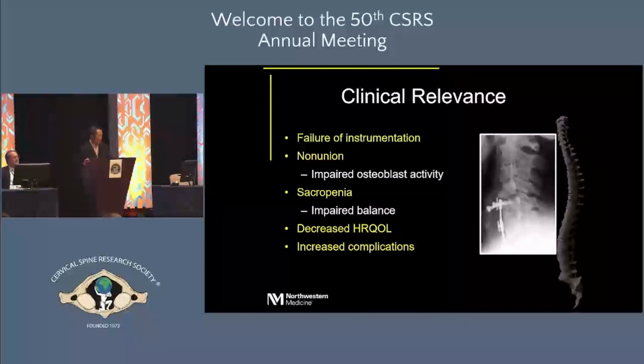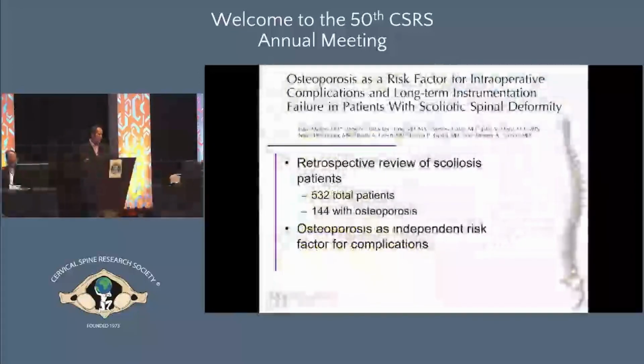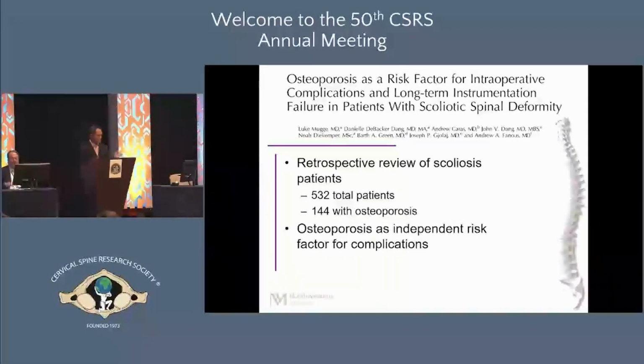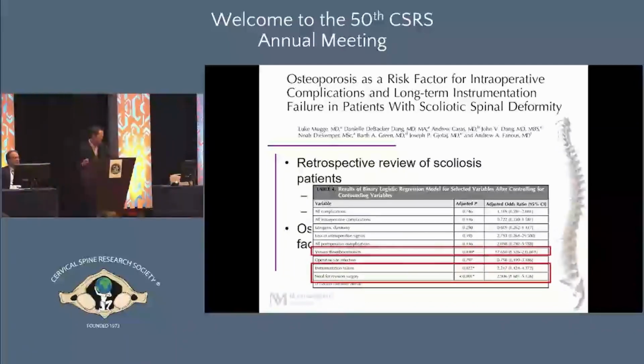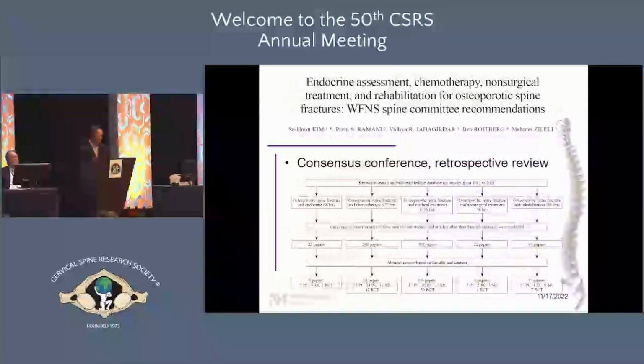Patients with osteoporosis have decreased health-related quality of life scores, and recent studies show that this condition leads to increased complications. This recent retrospective review of scoliosis patients in general compared patients with and without osteoporosis and identified this as an independent risk factor for complications, leading to an alarming rate of venous thromboembolism as well as instrumentation failure and the need for revision surgery. Many of these patients don't have the opportunity to be treated before we operate on them. However, when they have this condition, it's important to recognize it, and it can affect the decisions we make.